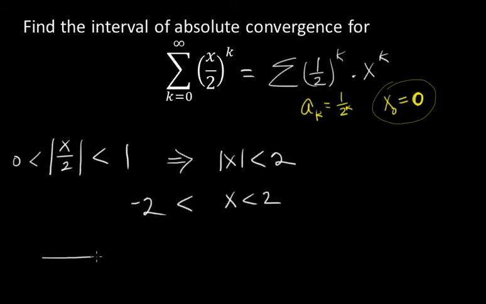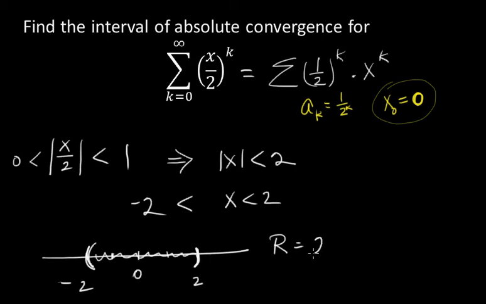So our interval of convergence is centered at 0, which is x naught, and it goes out 2 units to the right and 2 units to the left. 2 and -2. So this is our interval of convergence. The radius of convergence is 2.